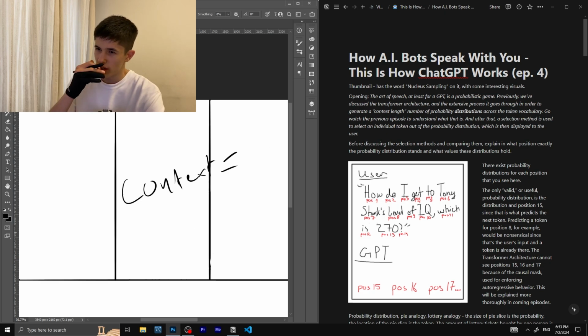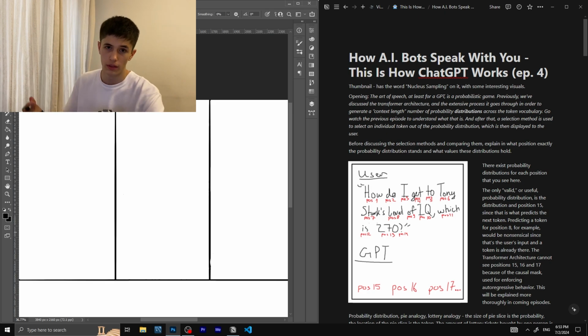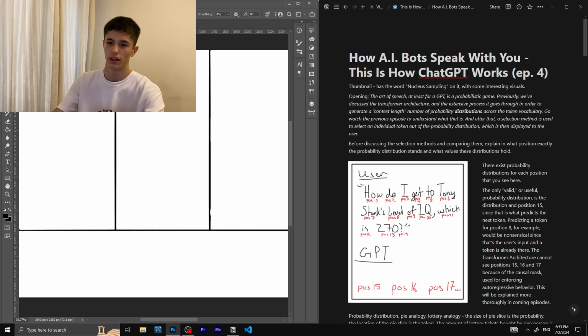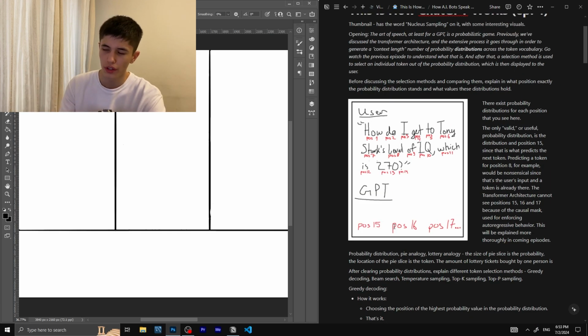But we don't actually need 1048 probability distributions. The model does that because it just has to do it over the entire context length. It can't dynamically adjust for each position, but we need it for a specific one. So let's look at this example here. Where would the valid probability distribution be?